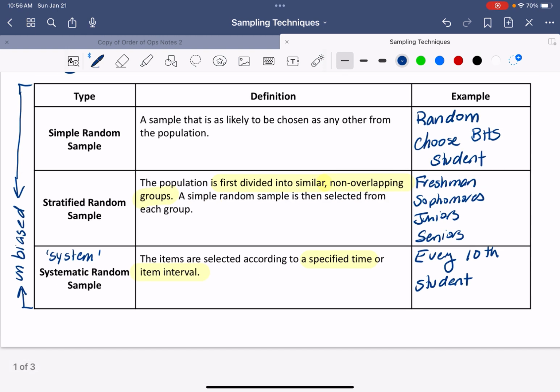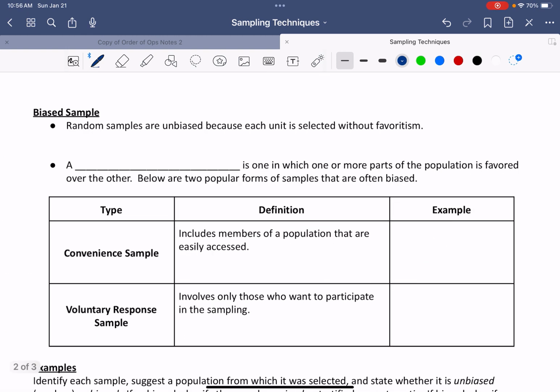All right, so now, hang with me. Now we're switching over to what we call biased samples. Ooh, this is a little bit different because there are two kinds, but random samples, here's where I was kind of going before. Random samples are the unbiased, right? Hold on. Random samples are unbiased, okay, because it's selected without favoritism.